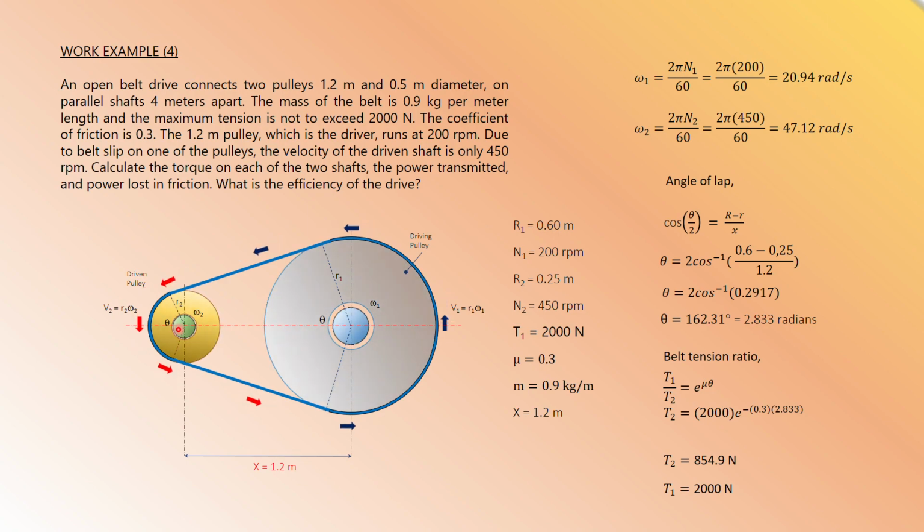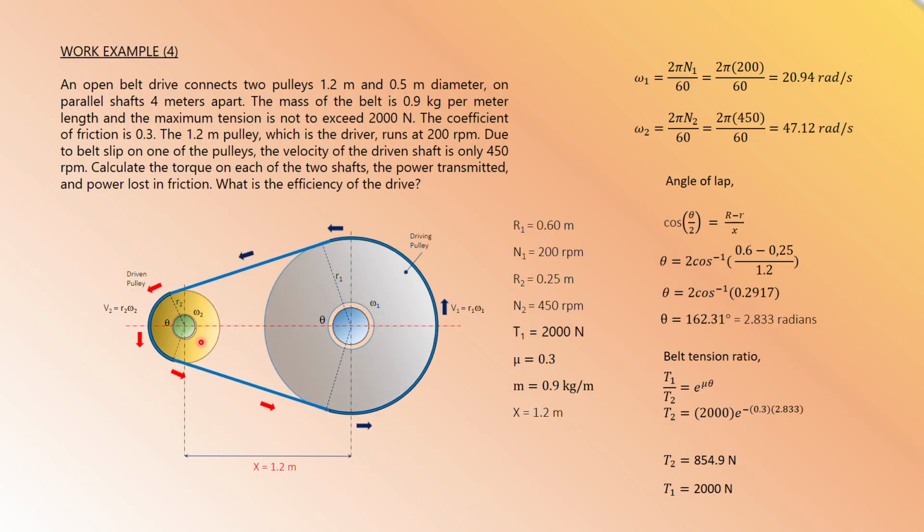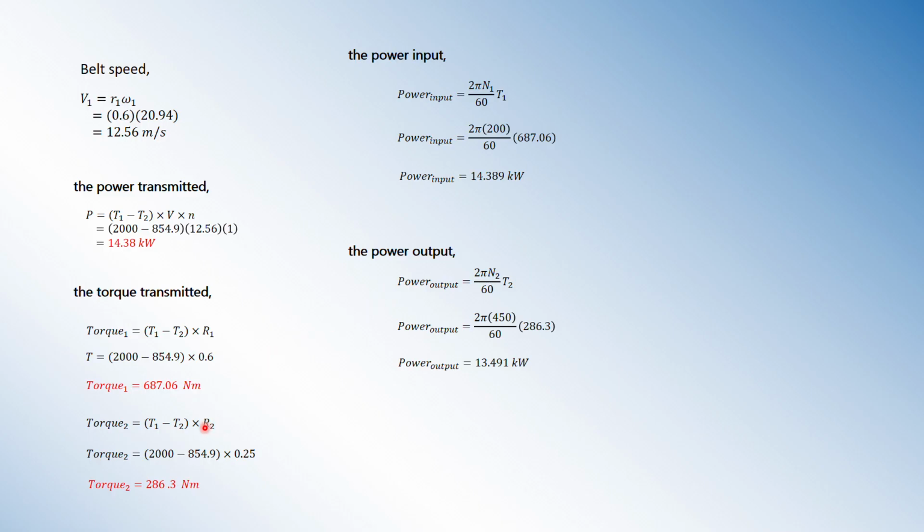So based on one pulley itself, you have a torque of (T1 minus T2) times radius. That is the torque based on pulley 1, that means based on this pulley. Then based on pulley 2, again you have T1 minus T2. Now both the T1 and T2 we have taken into account that they are similar, so the belt tension on both pulleys is similar. The only thing is the radius is different. So you can find out both torques, one is the driving torque and the other one is the driven torque.